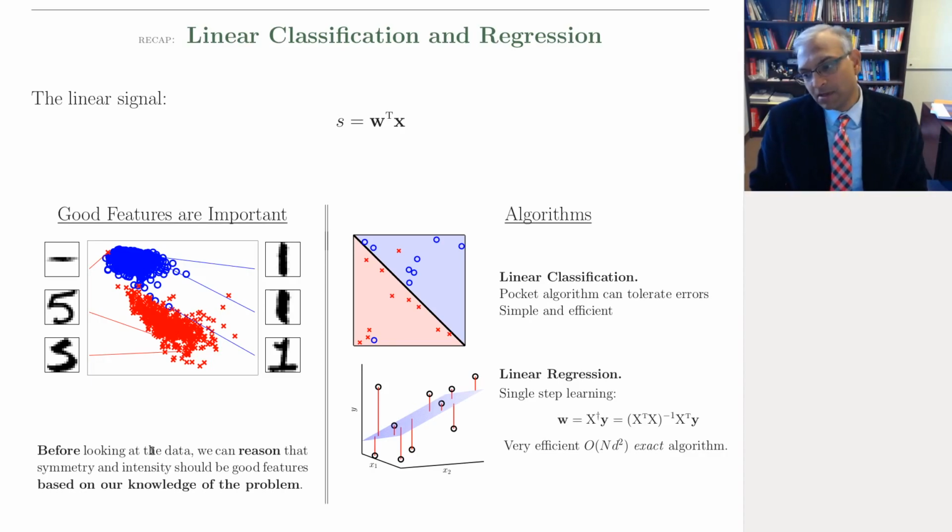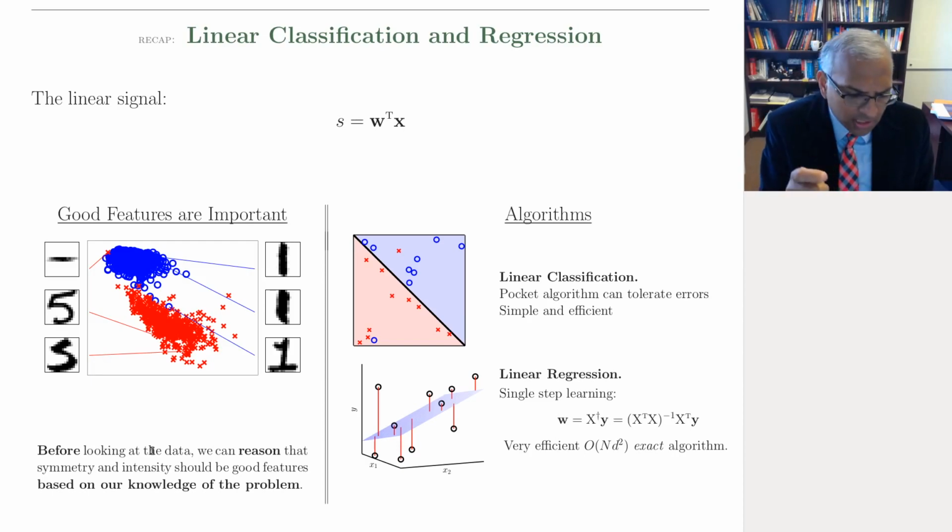Now, on the practical side, we introduced the pocket algorithm, which is, now that you've gotten good features, you still need to go and find the hypothesis that gets the smallest in-sample error. And the PLA, when your data is not separable, goes on forever. The pocket algorithm can tolerate errors. It's simple, it's efficient.